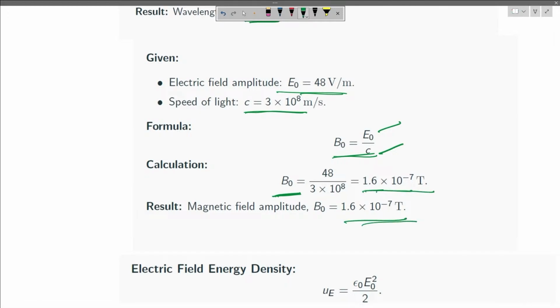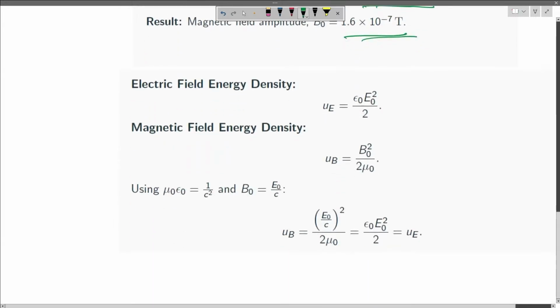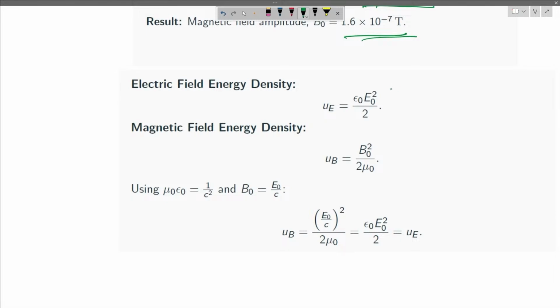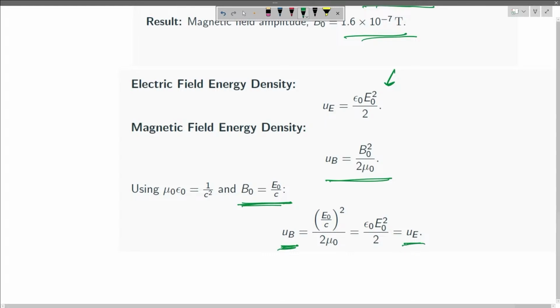Now we have to show that the energy densities of the electric field and magnetic field are the same. We will see the expression for the electric field energy density, epsilon naught E squared by 2. Similarly for the magnetic field it is this. Now using epsilon naught times mu naught equals 1 by c squared, and the relationship between the electric field and magnetic field magnitudes, we come to the conclusion that U_E equals U_B, or the energy density of the electric field is equal to the energy density of the magnetic field.